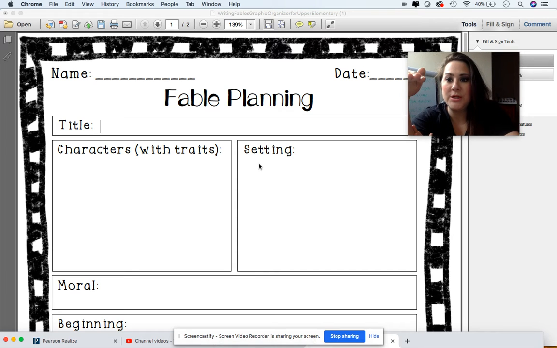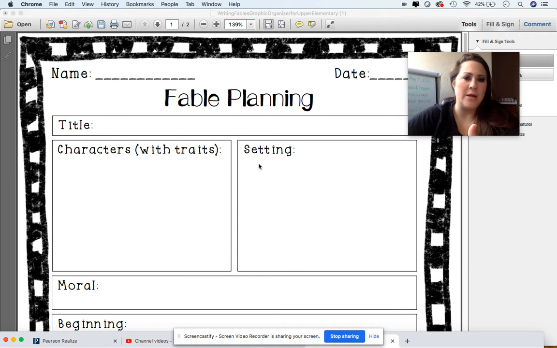Okay, so yesterday I showed you this graphic organizer for fable planning, and then it miraculously disappeared. That's okay, but this is what I want you to finish by the end of the week. So you need to come up with a title. Remember that most fables use animals, so maybe there'll be a type of animal in your title.